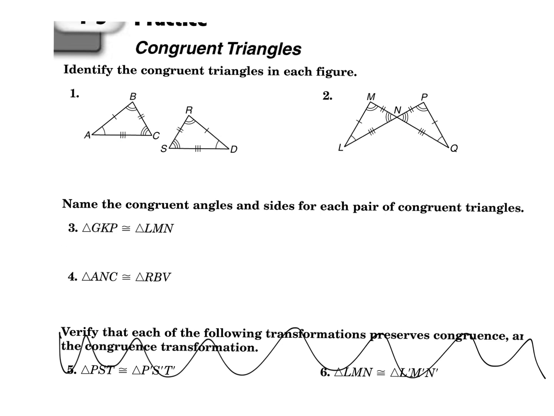Okay, now on this page, we're going to identify the congruent triangles in each figure. So we see in number 1 that angle A corresponds to angle D. So let's write that. Angle A is congruent to angle D. And then we see angle B is congruent to angle R. And then angle C is congruent to angle S.